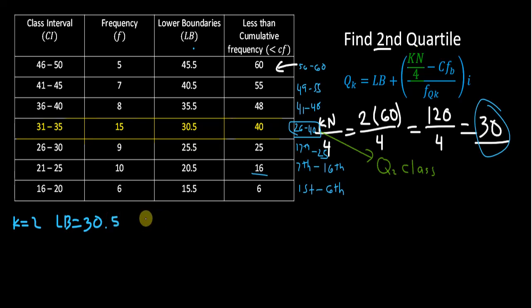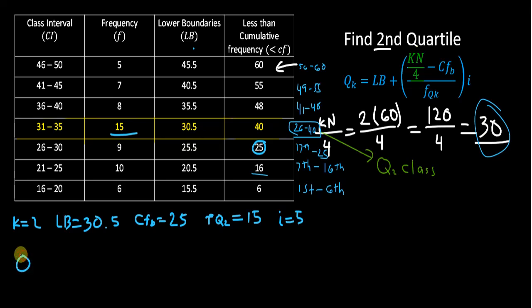Then next, yung cumulative frequency before class, CFB. Di ba, dito yun? Kunin natin yung nasa baba niya, which is 25. Then next, yung frequency of quartile 2, o second quartile. Ito yun. It is 15. Then yung I natin, sabi ko nga kanina, yung nasolve natin, that is 5. So, kompleto na lahat. Okay, so substitute lang natin.